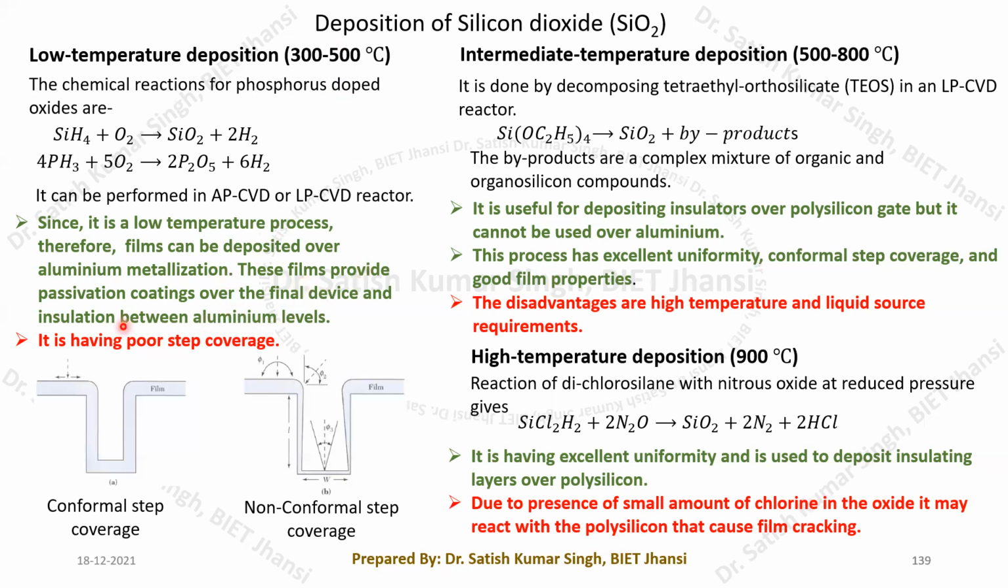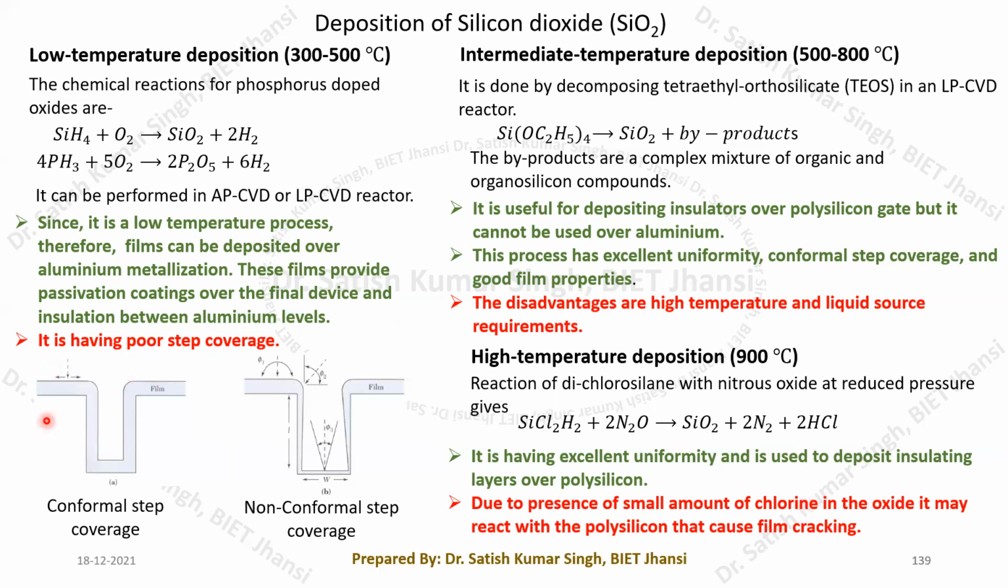So these films provide passivation coating over the final device and insulation between the aluminum layers. Here again, the disadvantage about this is it is having poor step coverage. So now try to understand what the step coverage is.